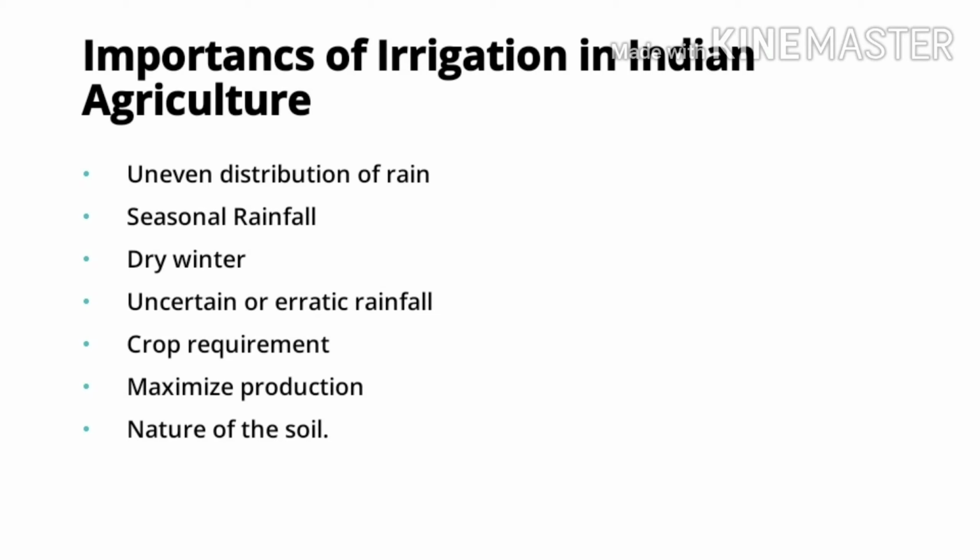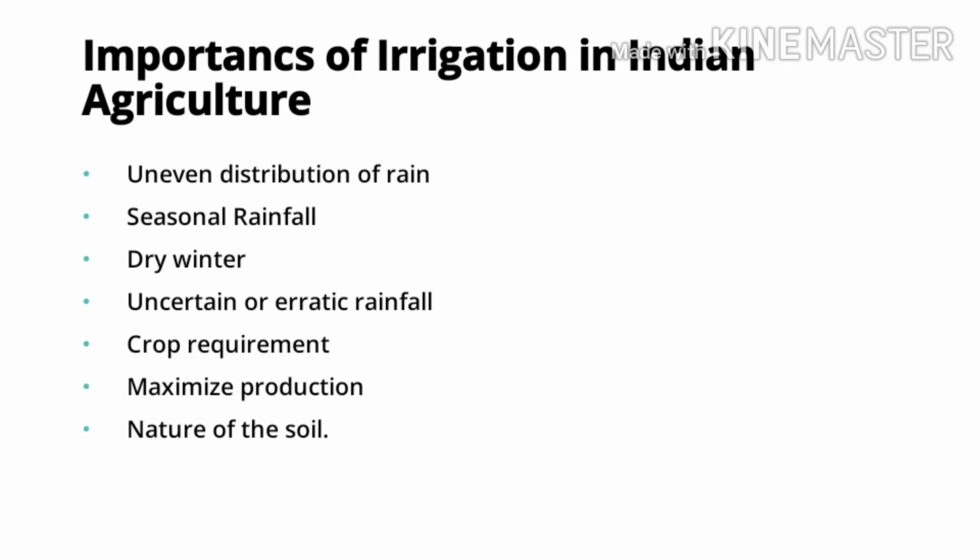India receives uncertain and erratic rainfall. Sometimes the monsoon occurs very late and withdraws very early. So, India needs irrigation to compensate for the deficiency of water that occurs because of the erratic nature of the monsoon.